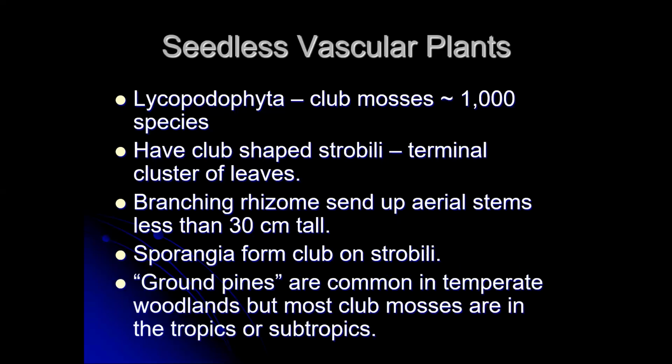So your common example of this is ground pines, found in common temperate woodlands. But most of your club mosses are in the tropics or subtropics. But if you've ever seen one of these, it would be a ground pine. I cannot say for sure that I have ever seen a ground pine. I have gone looking for them. I'm told by more experienced botany people than me that they're around and they're easy to find.